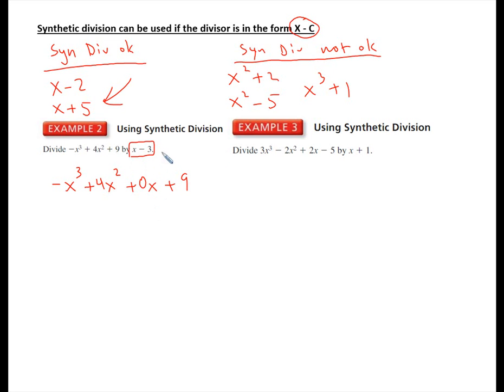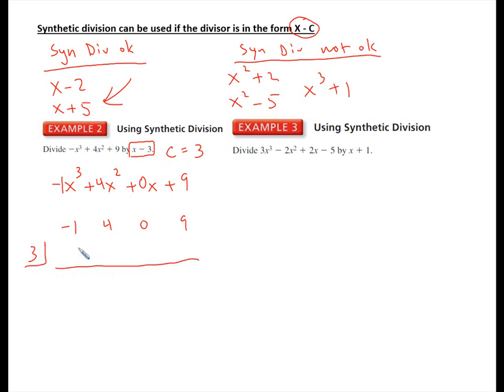Now in this case, my c is going to equal positive 3. So you have to remember, if it's x minus 3, c is going to be the opposite. So if it's minus 3, you do the opposite. It's plus 3, okay? So the way this works is synthetic division. What you care about is all the coefficients. So we care about this negative 1, this 4, this 0, and the 9. Then you're going to put a little box here, and the c goes in the box. So in this case, c is positive 3. Okay?